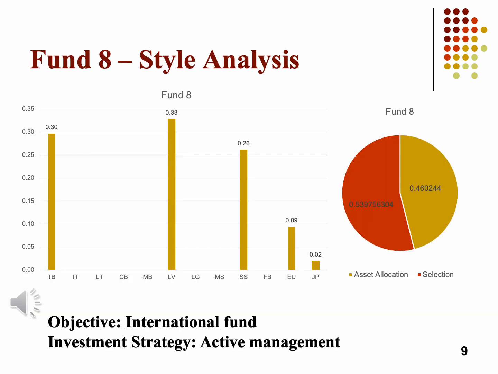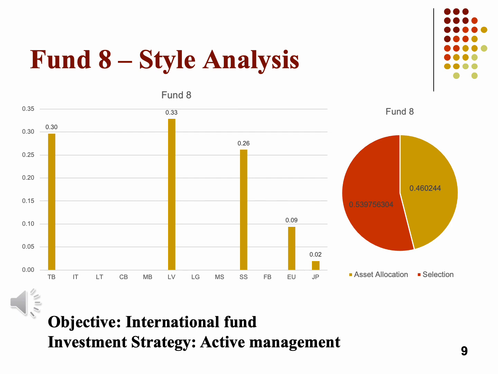Moving on to the style analysis of Fund number 8, we see that 30% is going to US Treasury bills, 33% to long value stocks, 26% to small stocks, 9% to European, and 2% to Japanese. So we see that there are three different regions where this investor is allocating its funds, diversifying its country risk. We conclude that this could be an international fund.